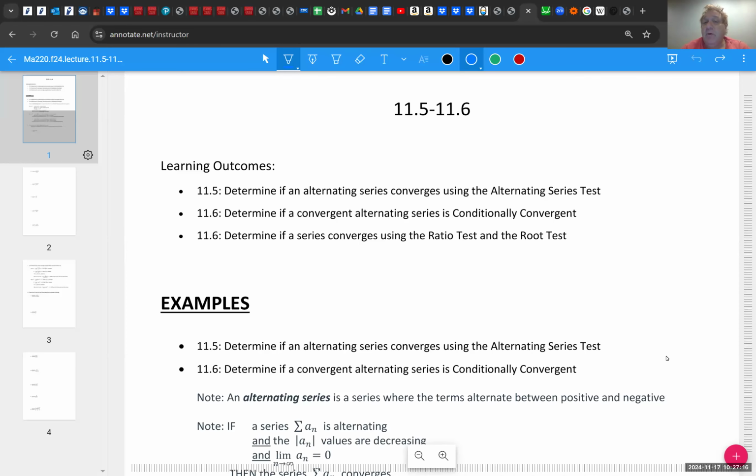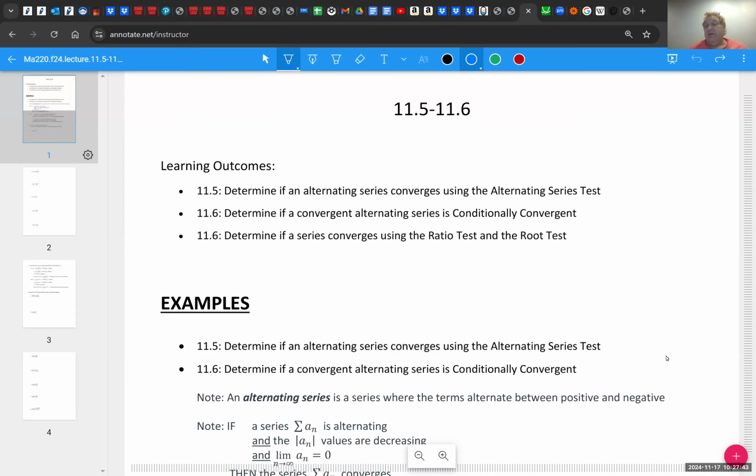Hi there. This video is on section 11.5 and also the beginning of 11.6. I'm going to be helping you determine if an alternating series converges using the alternating series test. A very related idea is to determine if a converging alternating series is conditionally convergent. Even though that's in 11.6, it's really closely related to 11.5, so I'm going to be doing them both in this video.